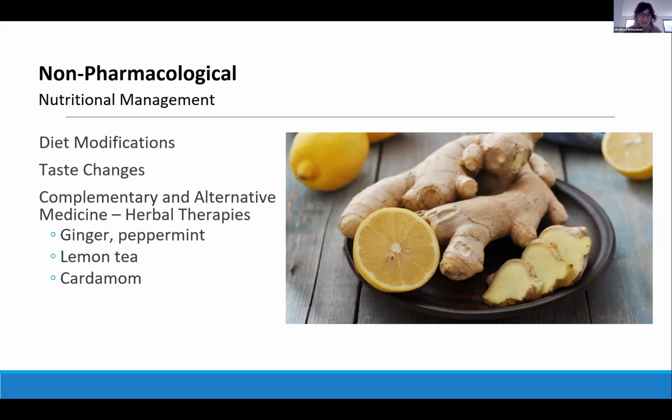Please do share if you have any local remedies that you use in your setting that are known to help with nausea and vomiting. But like I said, I think it's fine to try them, but often in advanced diseases you do need antiemetics as well.